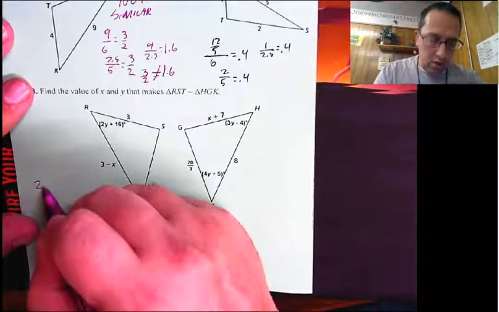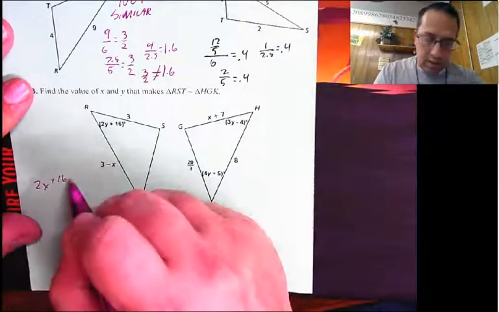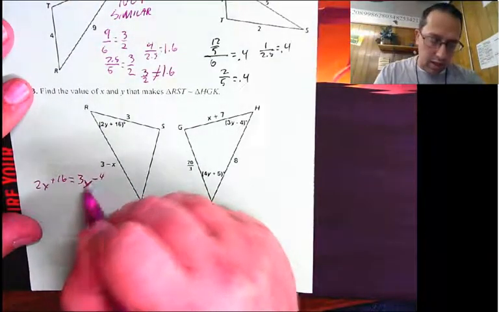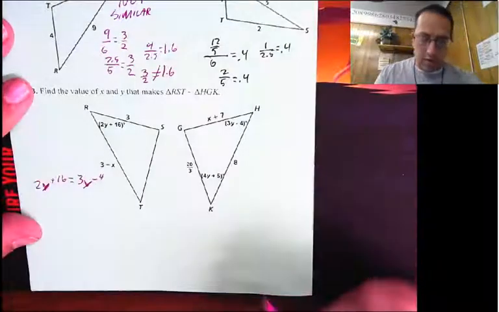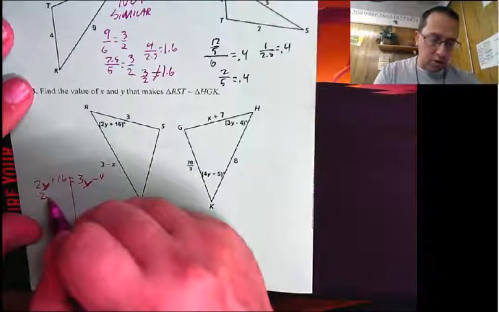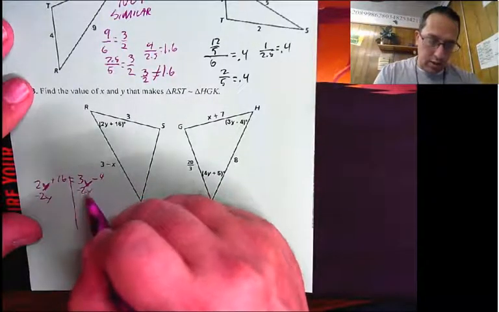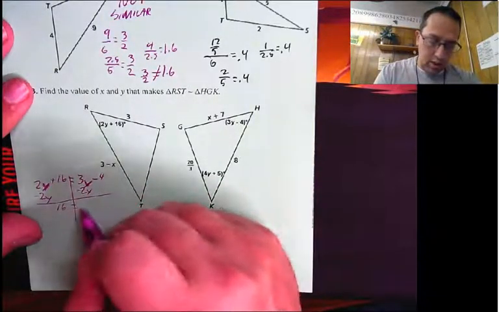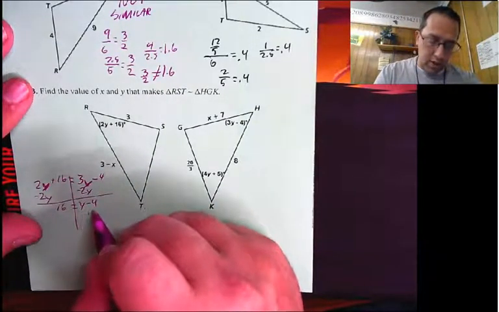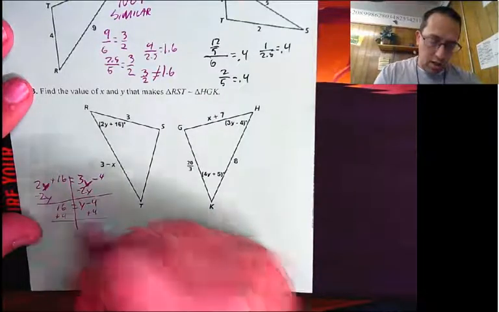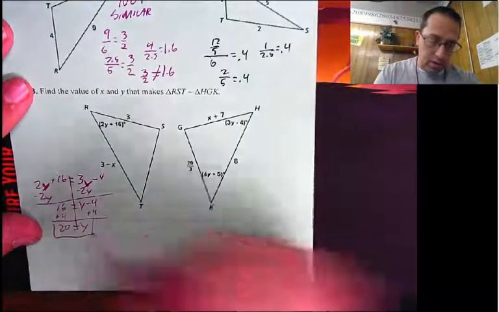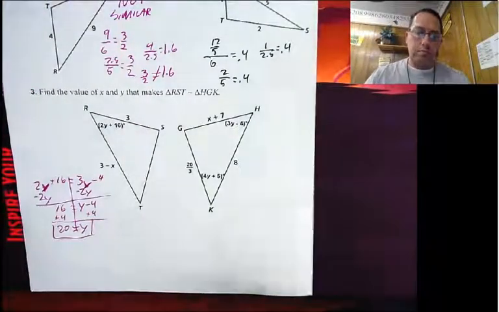So I have 2y plus 16 equals 3y minus 4. That's a y, not an x. Y. There we go. All right. So let's just work this out. I'm going to subtract 2y from both sides. 16 equals y minus 4. Add the 4 to both sides. And y equals 20. Easy enough. There it is. Not too bad.